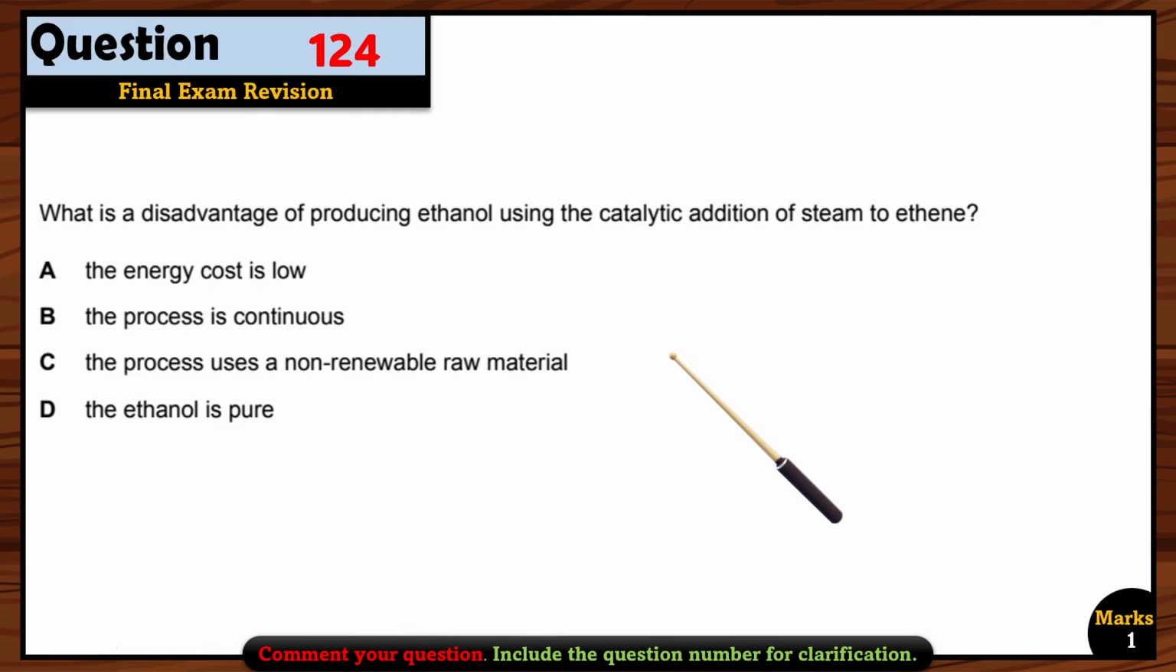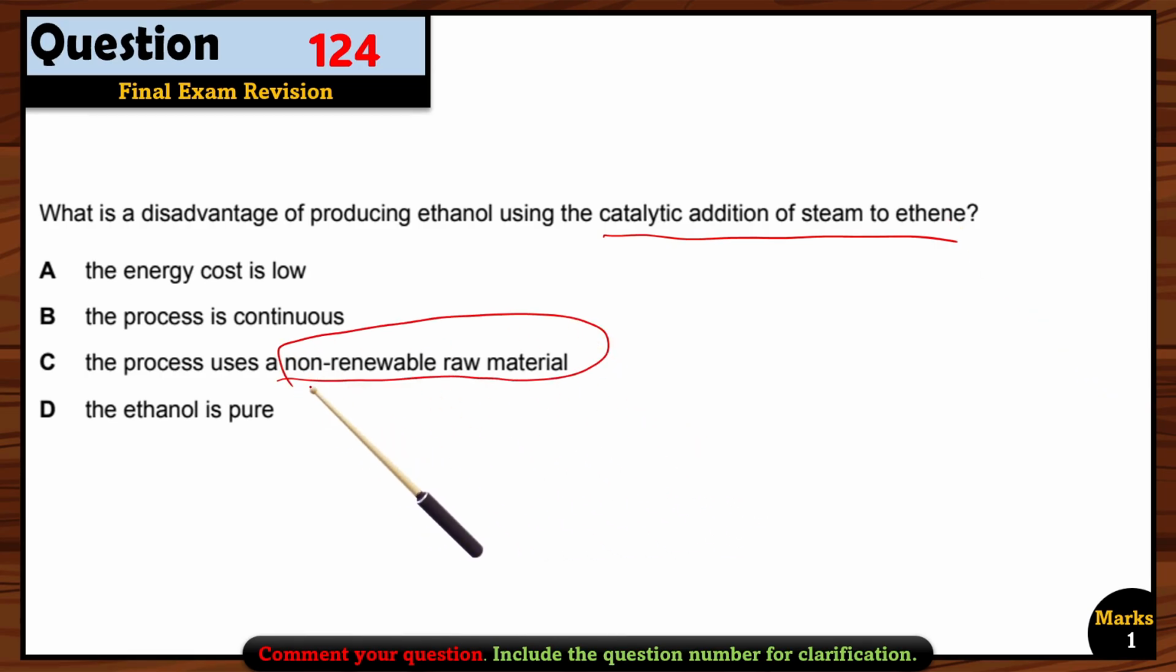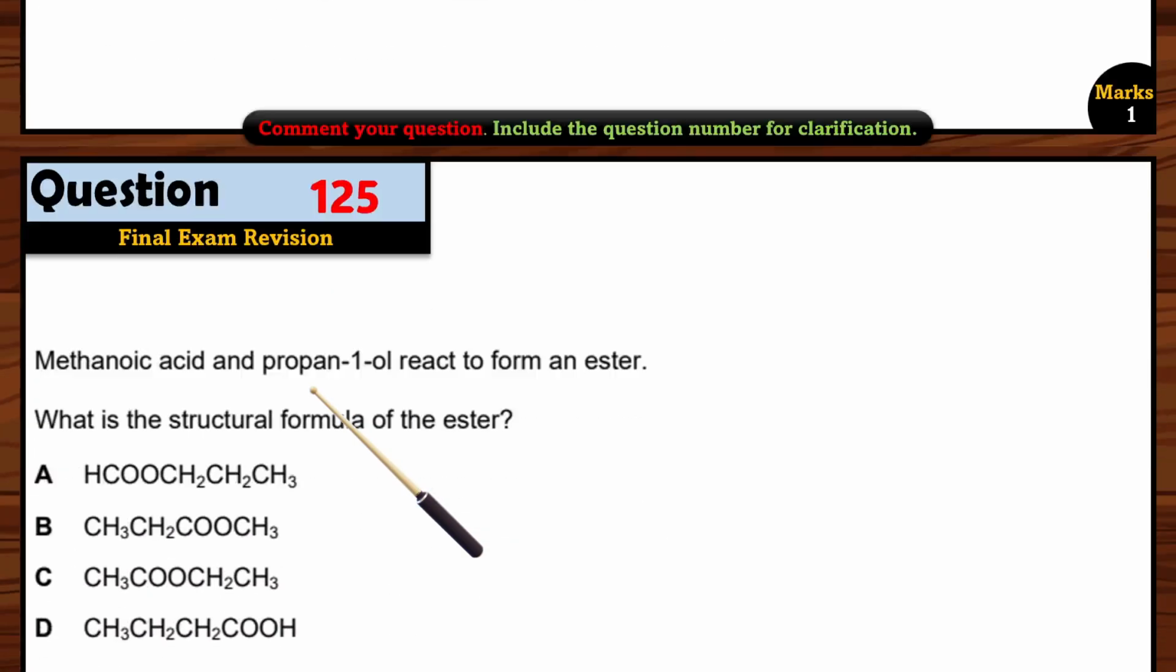Let's see 124. What is the disadvantage of producing ethanol using the catalytic addition of steam? The main disadvantage is that we are using a non-renewable resource. That is the main disadvantage of this process. So option C is the right option.